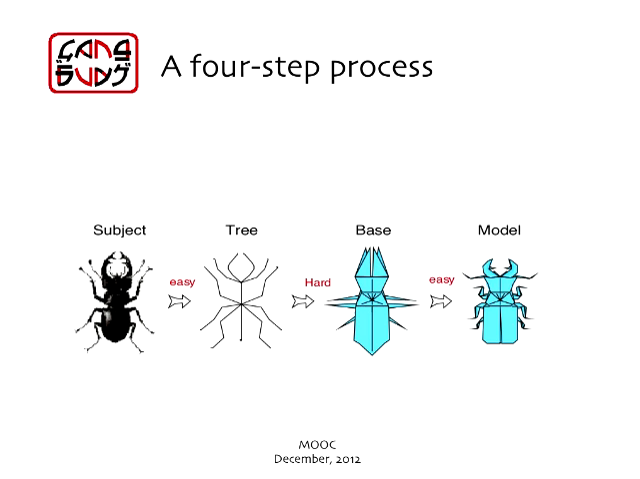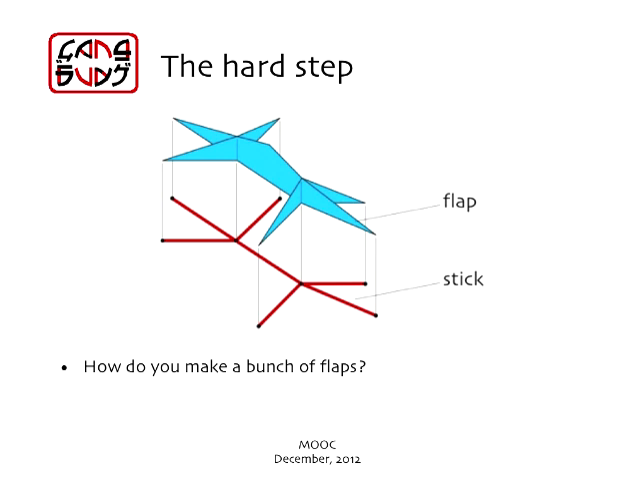But that is the mathematical step. So let's zoom in on that step. I have a stick figure, and I want to create a folded shape whose shadow is that stick figure. And what is that folded shape? We call it a base in origami, but really it's a collection of flaps of paper. One flap for every arm or leg or appendage of the stick figure. And so our mathematical problem is, how do we make a bunch of flaps?